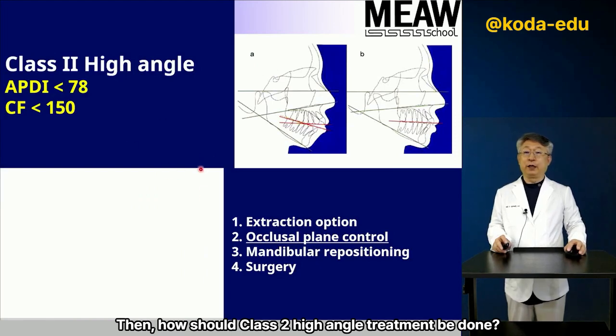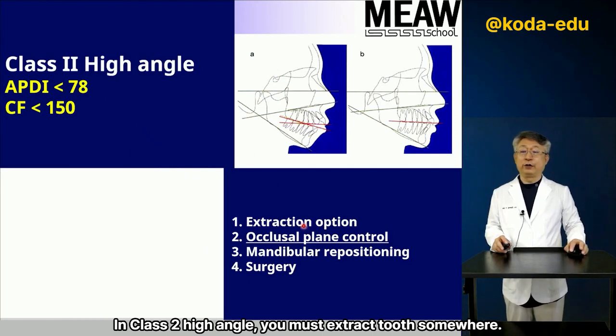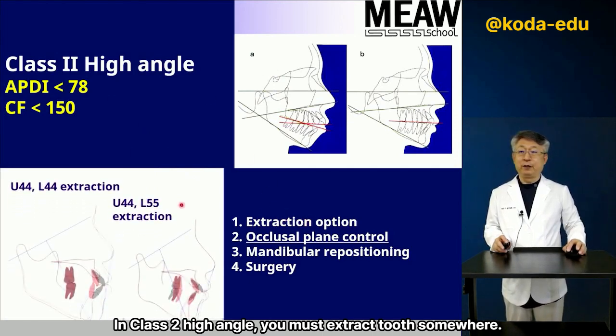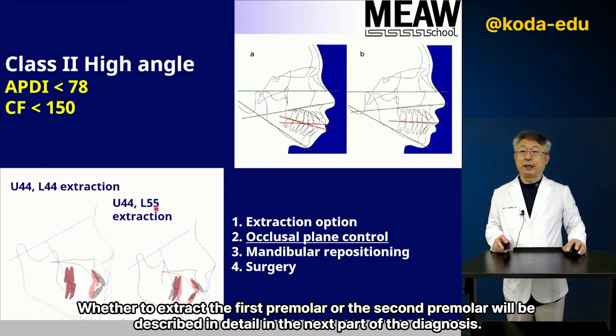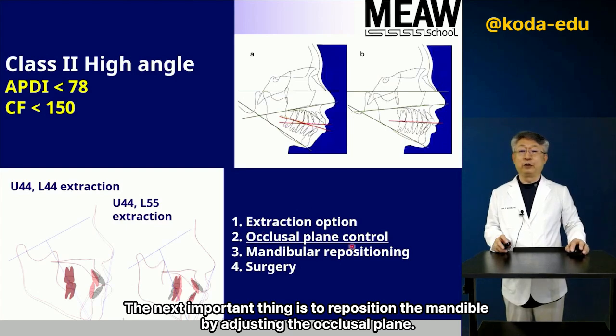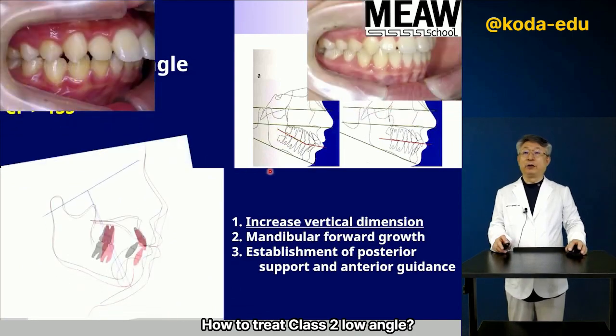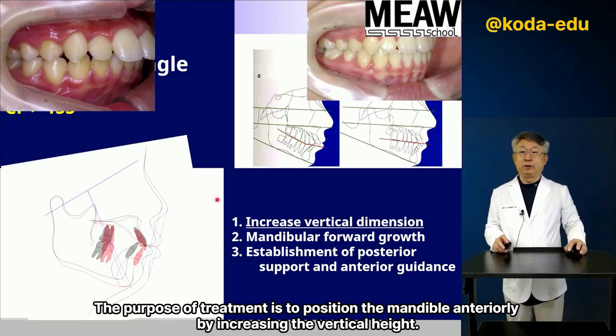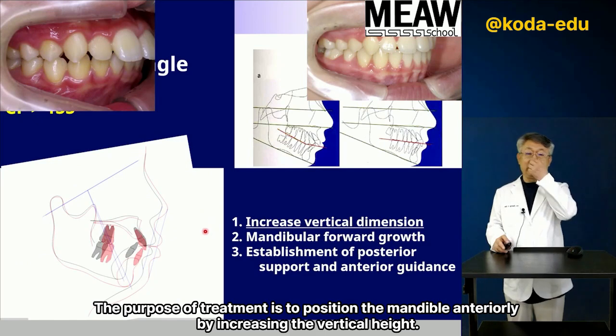Then, how should class 2 high angle treatment be done? In class 2 high angle, you must extract a tooth somewhere. Whether to extract the first premolar or the second premolar will be described in detail in the next part of the diagnosis. The next important thing is to reposition the mandible by adjusting the occlusal plane. How to treat class 2 low angle? The purpose of treatment is to position the mandible anteriorly by increasing the vertical height.